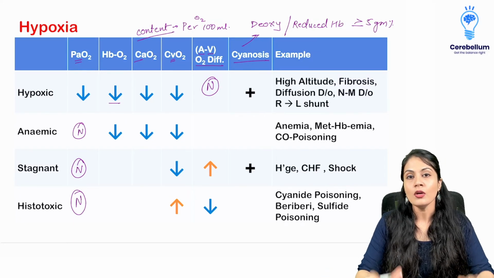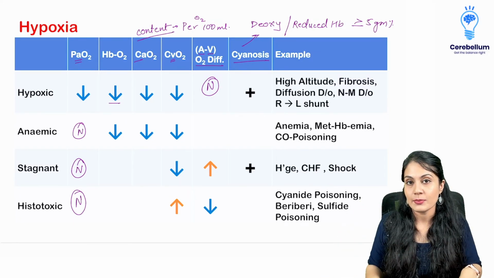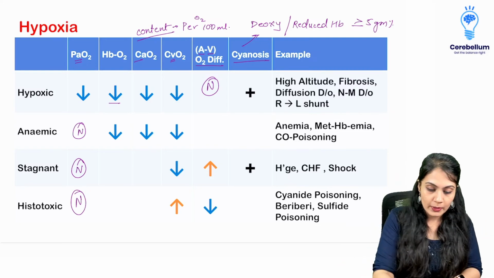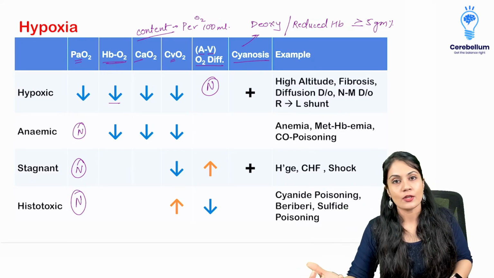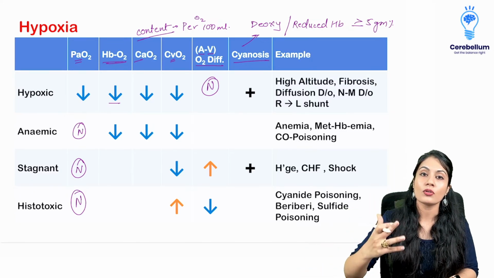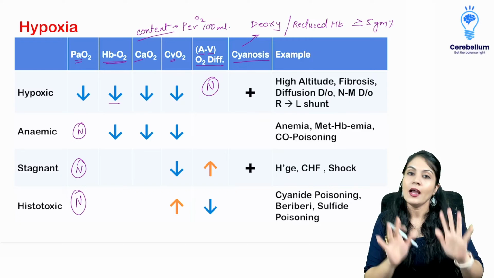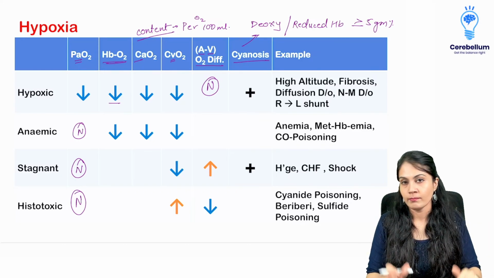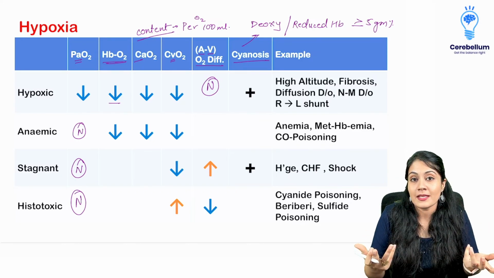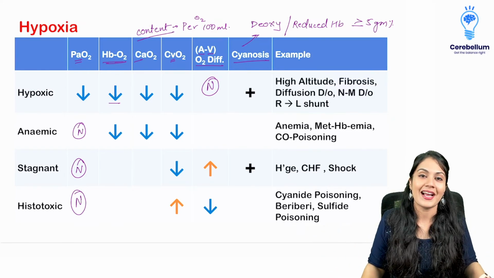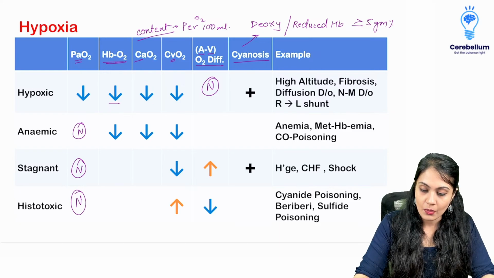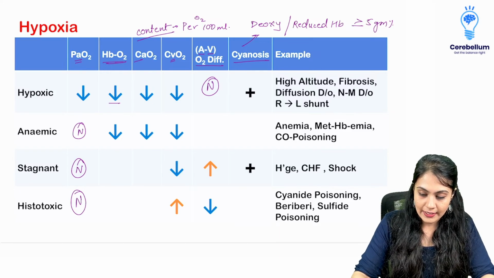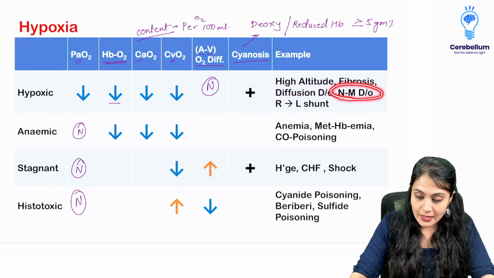For now, just remember, obviously the oxygen level has been reduced, so hemoglobin bound oxygen has been reduced, and that is why the cyanosis is happening. Why? Because the hemoglobin is present, but the oxygen is not, so whatever hemoglobin is present is without oxygen, and in that state it turns blue, right? So please remember, what are the causes? Causes are high altitude, fibrosis, diffusional disorders, neuromuscular disorder.